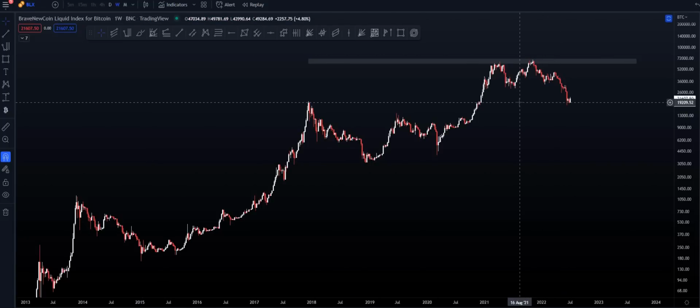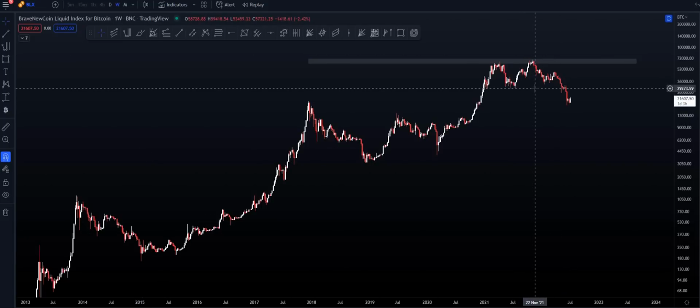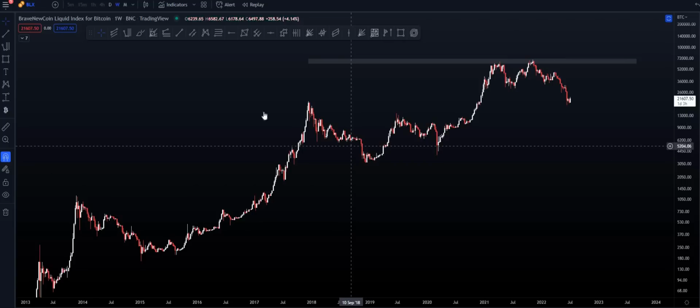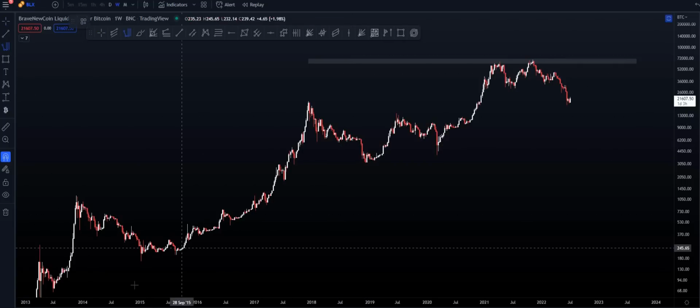You can use them with harmonics as well. Some people use it with Elliott wave. Just depends on your level of comfort, I guess, on other types of analysis. So this is going to be fairly broad, fairly basic, but I'm going to show you guys right now.